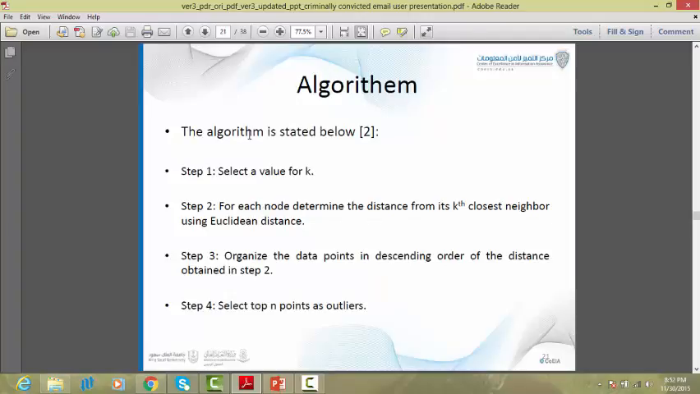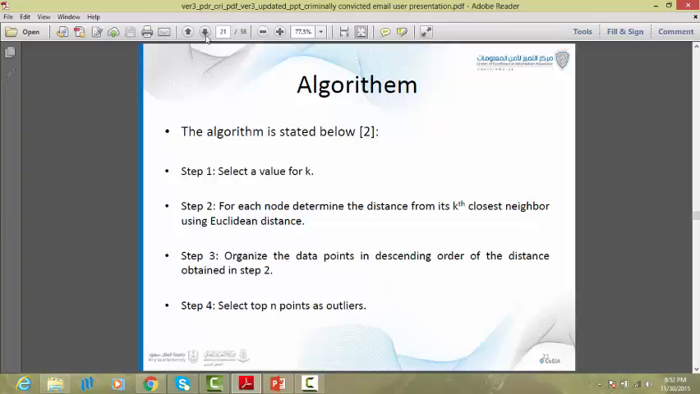Okay, so let us start with the algorithm. First, the step is to select the value for k. Step 2 is, for each node, determine the distance from its kth closest neighbor using the Euclidean distance. Then, as step 3, organize the data points in descending order of the distance found in step 2. And then the last step, the fourth step, is to select the top n points as outliers.